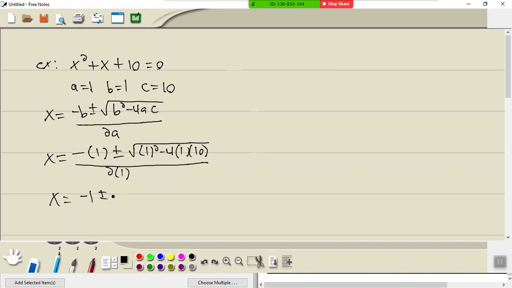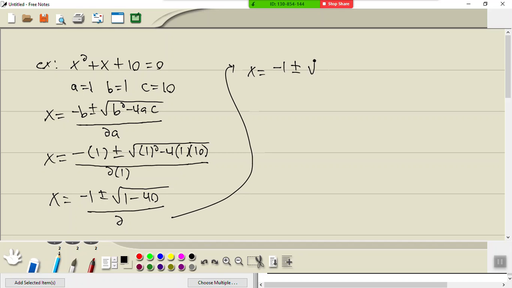So I got negative 1 plus or minus the square root of 1 squared, which is 1, minus 4 times 1 times 10, which is 40, all over 2, which gives us x equals negative 1 plus or minus the square root of negative 39 over 2. Now remember, we always simplify our radicals. 39 I can't do anything with. 39 is 3 times 13. But the negative inside comes out as an i. So I got negative 1 plus or minus i square root of 39 over 2.